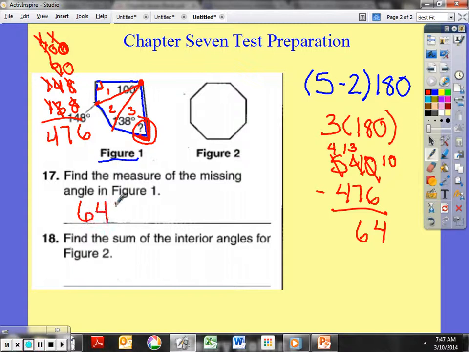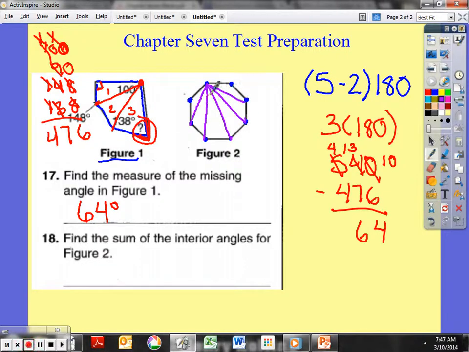And finally, this last one. Very similar process to this one. I'm going to identify all the vertices, which I have 1, 2, 3, 4, 5, 6, 7, and 8, which makes sense. It's an octagon. Octa meaning 8: 8 sides, also 8 vertices. Now I'm going to draw non-adjacent diagonals. Remember, adjacent is right next to it. So there are my non-adjacent diagonals.